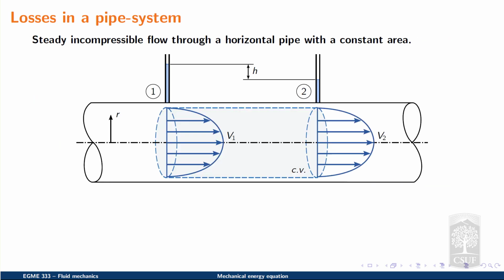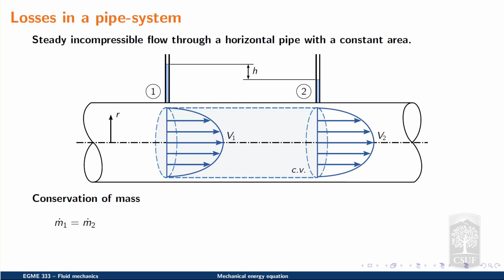With the mechanical energy equation, we introduce the concept of losses inside a pipe system. So let's dive further into that topic by first considering the steady flow through a horizontal pipe with a constant area. For this case, let's first apply the conservation of mass.